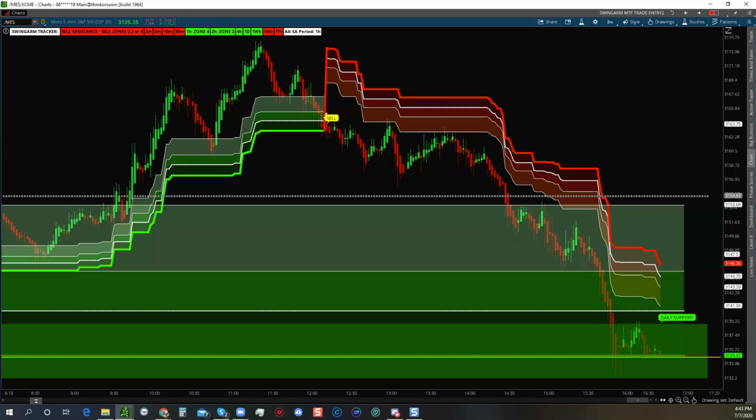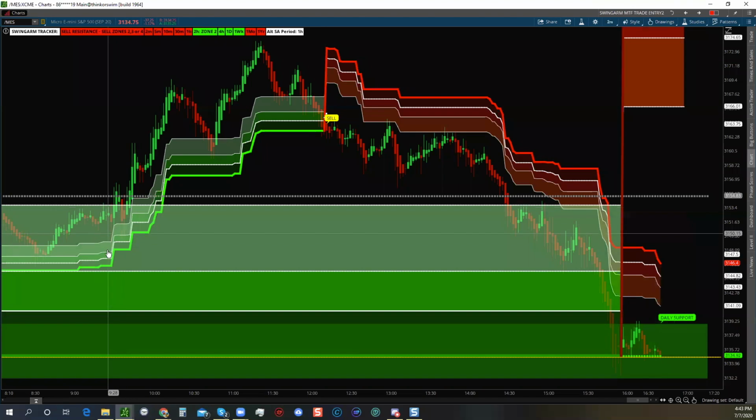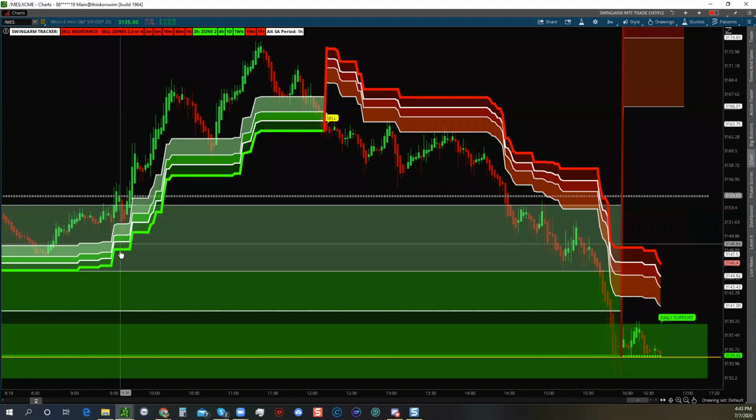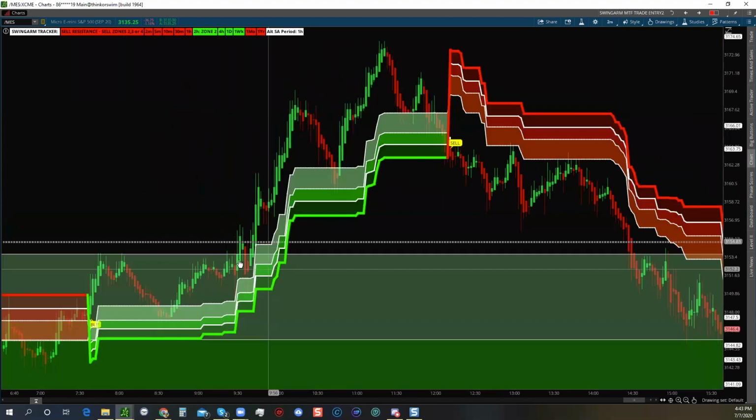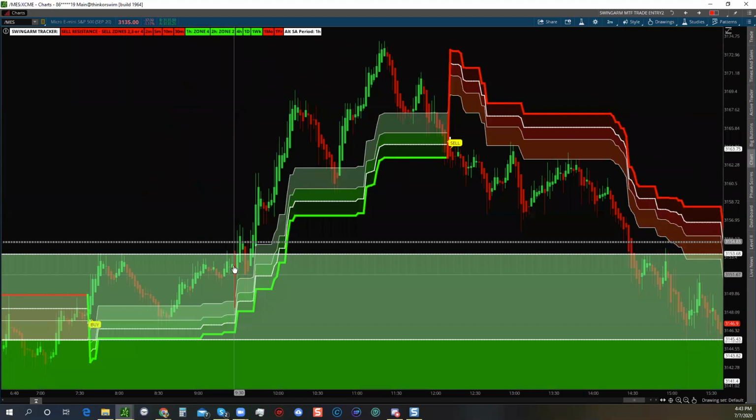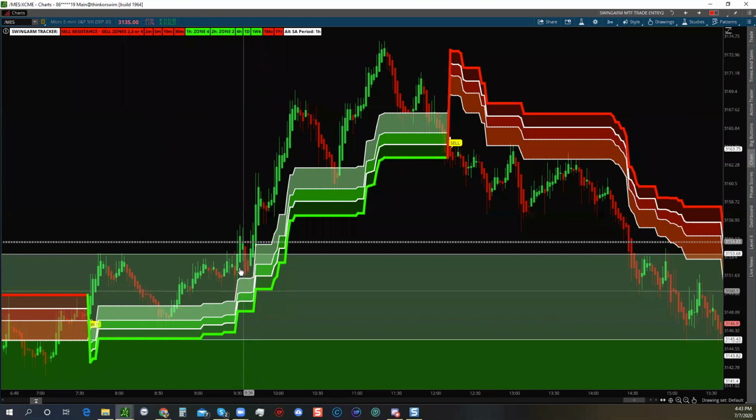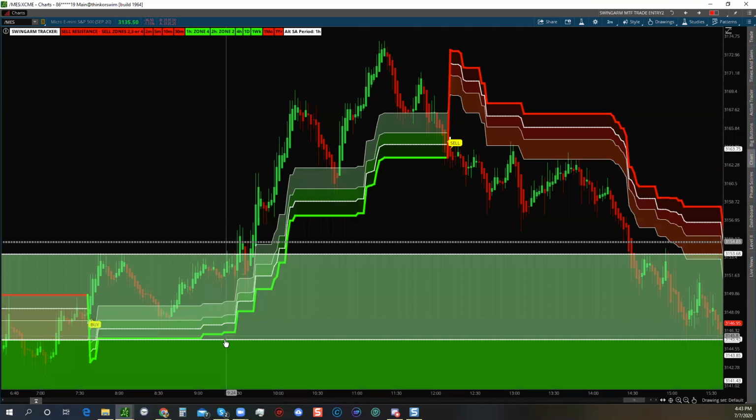Now, the swing arms themselves will calculate for you the potential zones where price may test to. So it gives you an idea of where price is likely to go as the volatility comes in. So your stops need to be behind the swing arm as this is occurring.